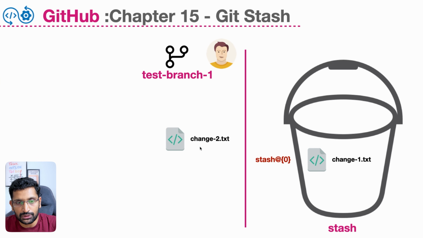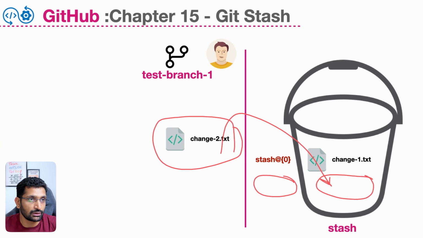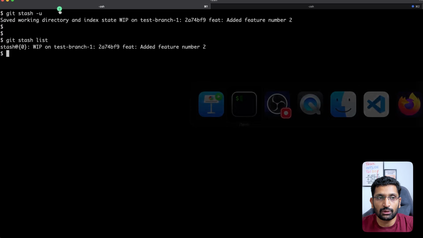So let's get back to our presentation, and here you can see we are going to create one more file, change2.txt, and then we are going to stash that one also. Along with that, it is going to create one more stash entry, and it is going to be associated with change2.txt.